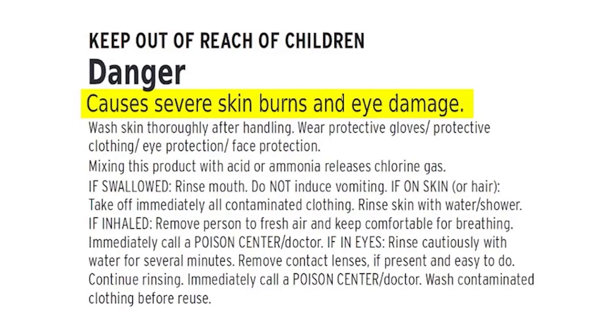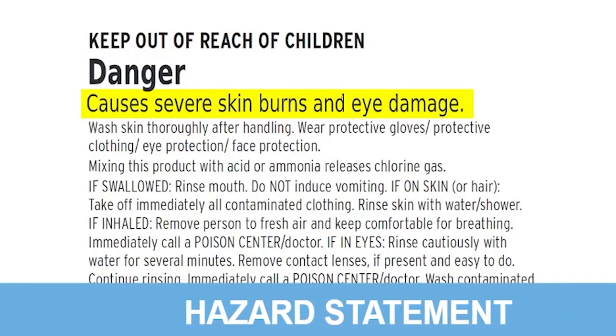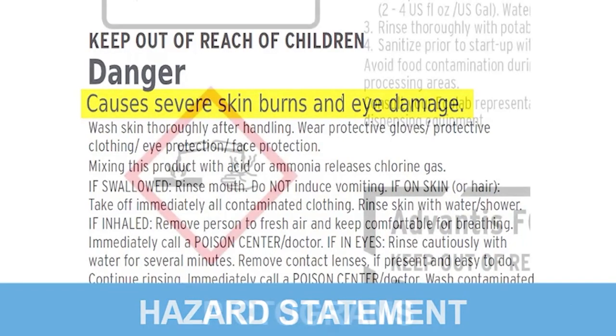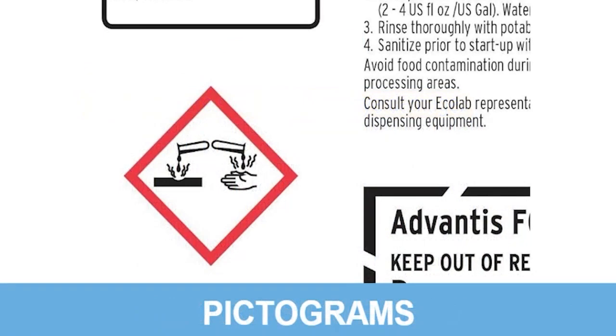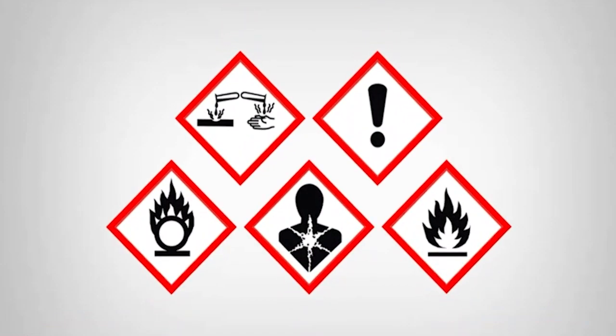The type, nature, and degree of the hazards associated with the chemical are described in the hazard statement. And pictograms depict any physical, health, or environmental hazards that apply to the chemical. There are 9 different pictograms. They're always a black symbol on a white background surrounded by a red diamond-shaped border. If you're not familiar with a certain pictogram, ask your supervisor.